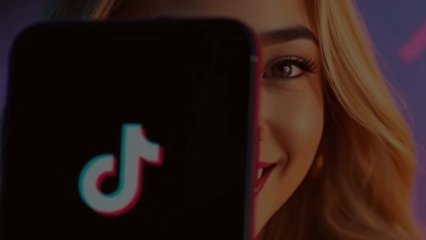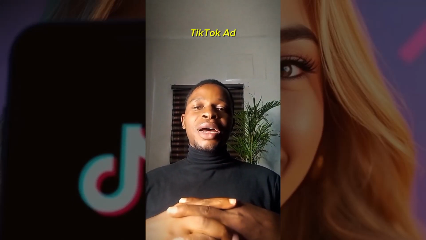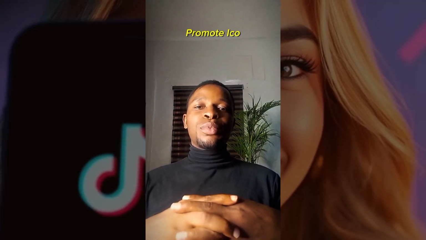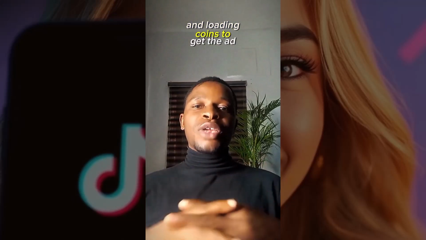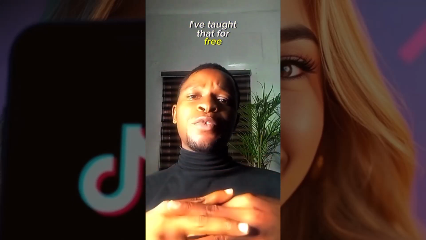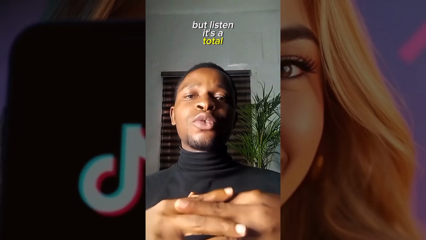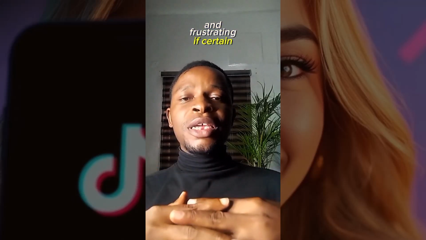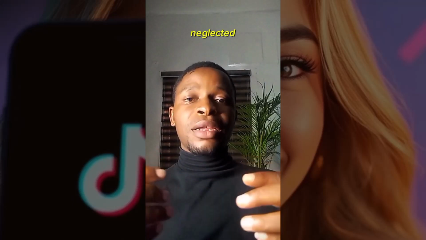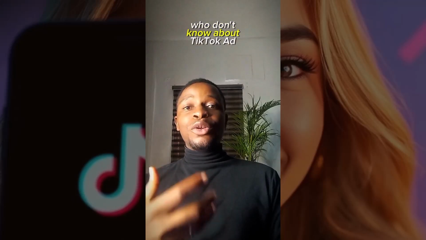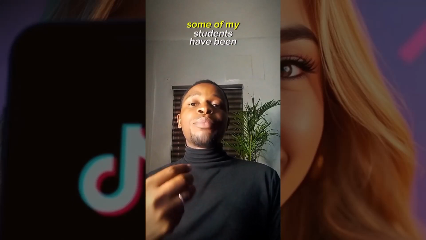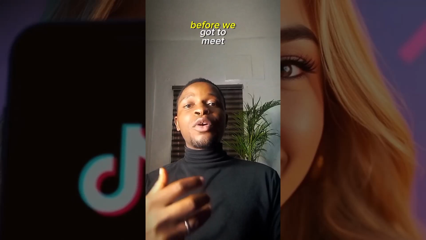Thanks, TikTok creator. When it comes to running TikTok ads, the most important thing is not locating the promote icon and loading coins to get the ad started. I've taught that for free in several videos. But listen, it's a total waste of money and frustrating if certain key factors are neglected. I'm not just talking to people who don't know about TikTok ads. Some of my students have been running TikTok ads before we got to meet.